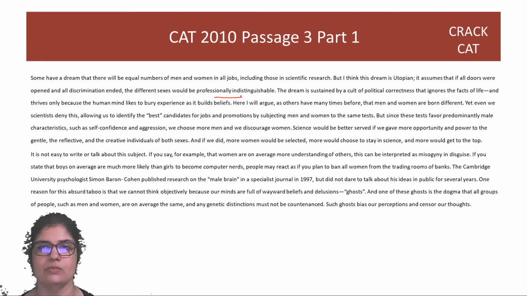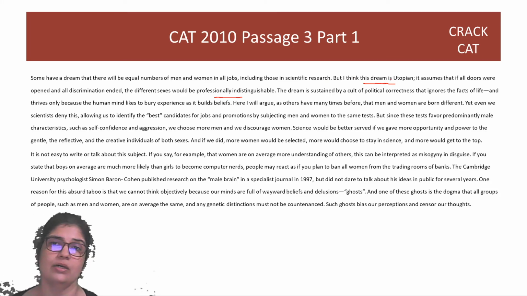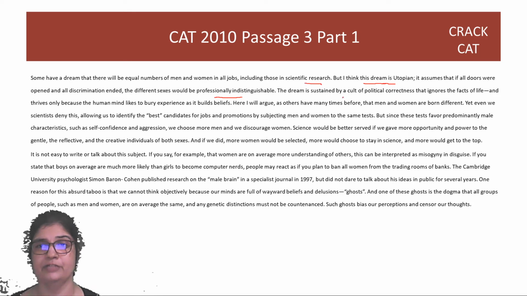Okay, it's not possible. जब यहाँ ये statement आ जाता है ना, this is what I mean by active reading. As soon as you read this statement, you should know कि author does not agree with this. The dream is sustained by a cult of political correctness that ignores the facts of life. Okay. That the human mind likes to bury experience as it builds belief. So जैसे belief बढ़ता है, it doesn't look at experience.